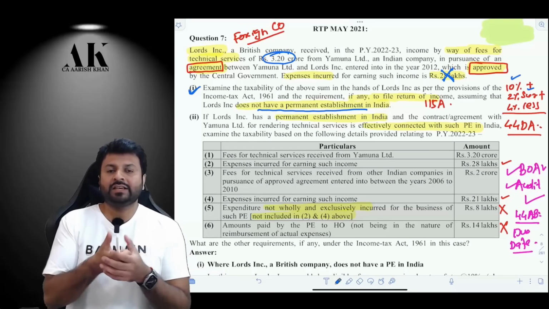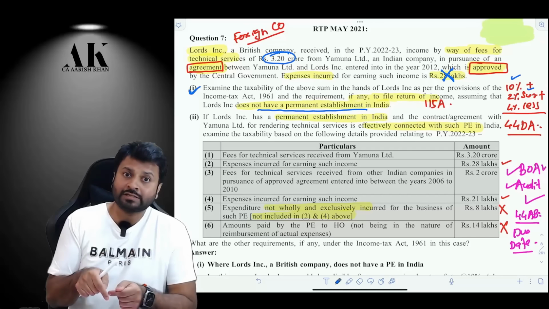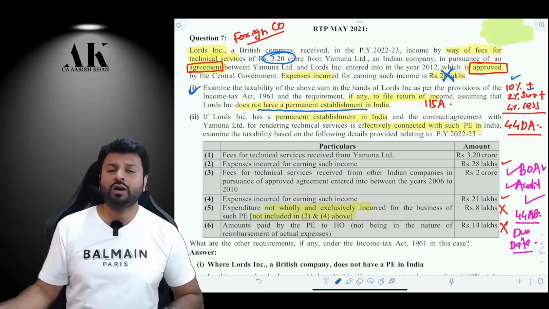In this case, if the SSC does not earn any other income and it is taxed at the rate mentioned in 115A, which is taxed over here as per the rate of 115A, therefore there is no need to file the return over here.